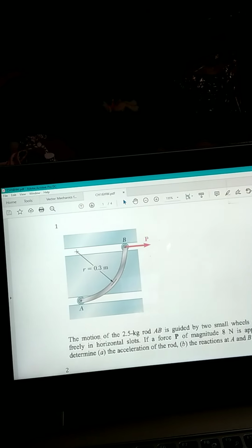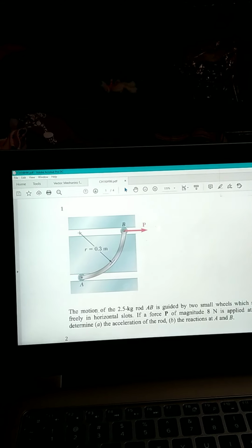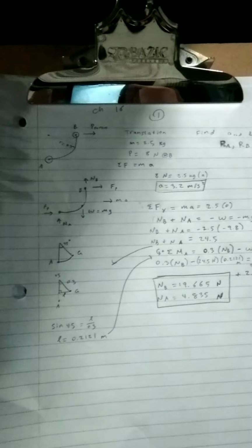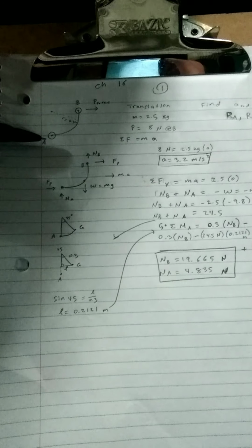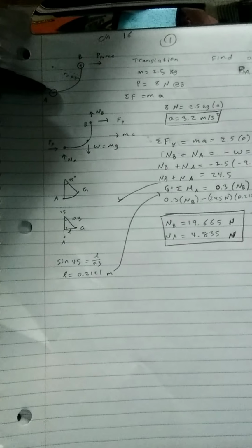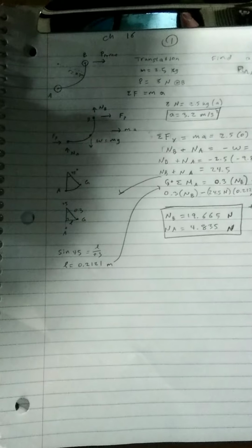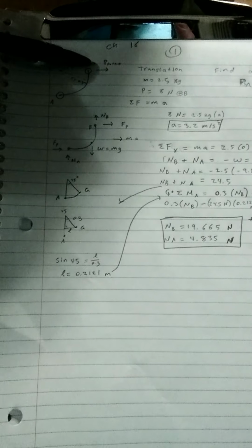Motion of the 2.5 kilogram rod AB is guided by two small wheels which roll freely in horizontal slots. If a force P of magnitude 8 newtons is applied at B, determine A, the acceleration of the rod, B, the reactions at A and B. So we've got our free body diagram here, which is awesome because it's free, obviously. We've got our position, our point A, point B, our radius here, and then our force P up here.